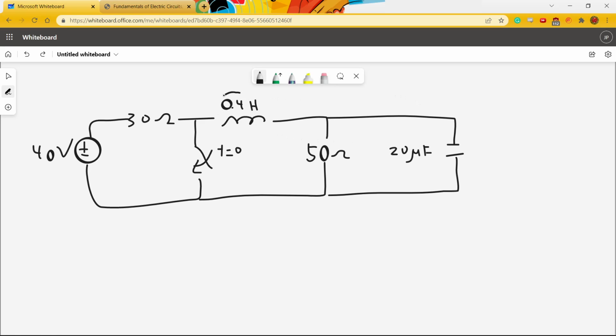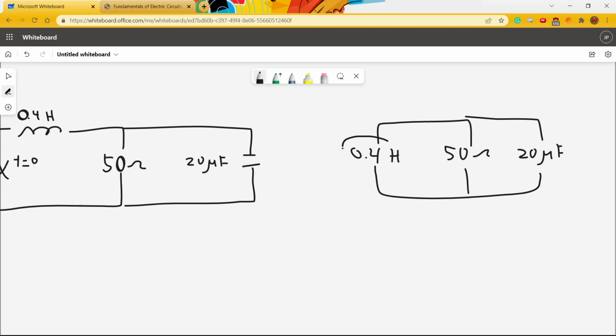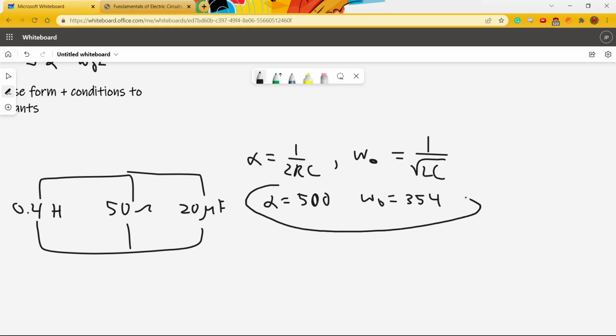So step 1 is to determine the form of the equation for the parallel RLC circuit, which we will now redraw. I have not even bothered to draw the inductor and capacitor in this case. If alpha equals 1 over 2RC and omega naught equals 1 over the square root of LC, then alpha equals 500 and omega naught equals 354.